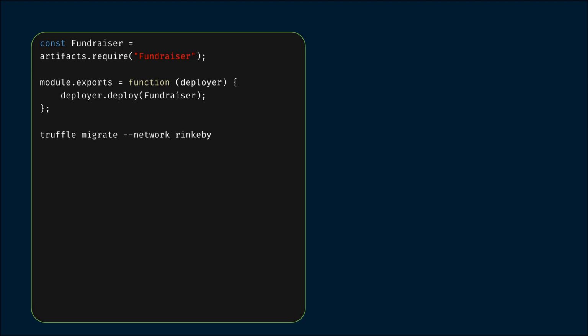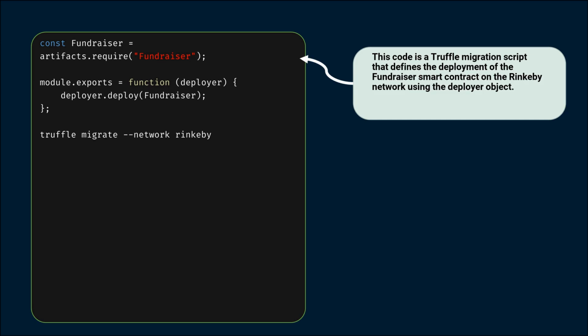Next, we will write a migration script that will help us deploy our smart contract to the Ethereum network using Truffle. In the migration file, we begin by requiring our Fundraiser contract using artifacts.require("Fundraiser"). This allows us to interact with the Fundraiser contract defined in our Solidity code. Then, we need to export a function that Truffle will execute when running migrations. Inside this function, we use the deployer object to perform the deployment by calling deployer.deploy(Fundraiser). This command instructs Truffle to deploy the specified contract to the blockchain, effectively making it live and accessible on the network. Now let's see how we can implement the deployment process.